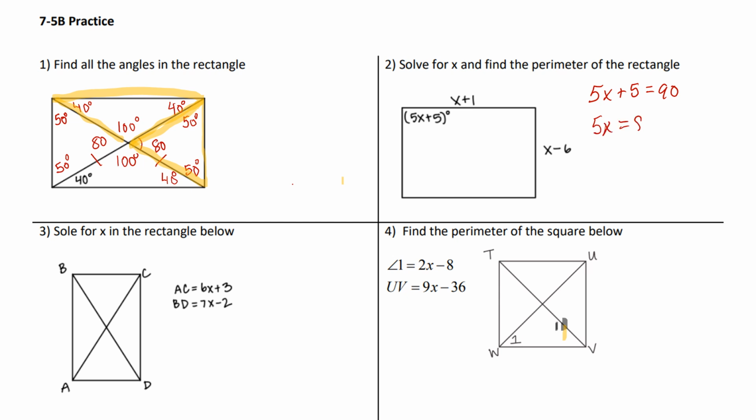So 5x is 85. So x is 17. And knowing that x is 17 helps us figure out what the perimeter is. The long sides of our rectangle are going to be 18 because x plus 1 would be 18. And the short sides are going to be 11 because x minus 6 would be 11. So to find the perimeter, we can add those two up and multiply by 2. So 29 times 2 would give us the perimeter, or 58.